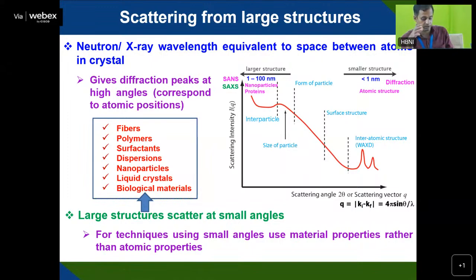If you have a very, very big structure, that means you go for a 100 nanometer particle size measurement, so you have to use a very small angle. So techniques using small angles probe bulk material properties rather than atomic properties. When D is very, very low, you are using the D spacing of wide angle XRD. So D is very small, and in that case you are getting information about the lattice and the atomic structure. But when you go to very, very small angle, that is the small angle scattering technique, you'll be able to see the material properties rather than atomic properties.